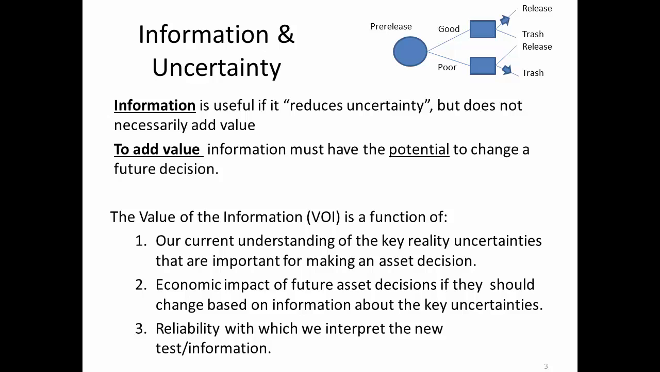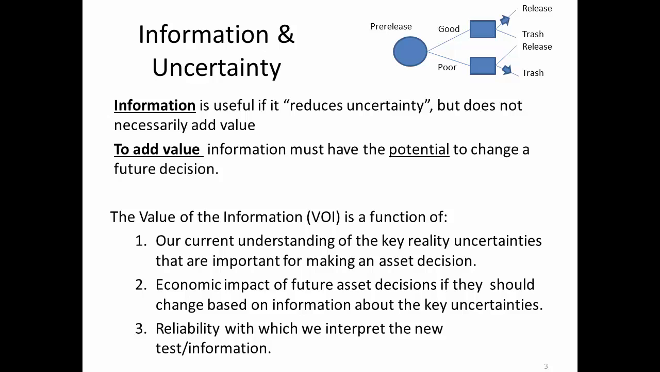This value of information, whether perfect or imperfect, is a function of three factors. One is our current understanding of the key reality uncertainties that are important for making an asset decision. In other words, what is the range of resource? If I have a very narrow range, additional information is not going to really help me.